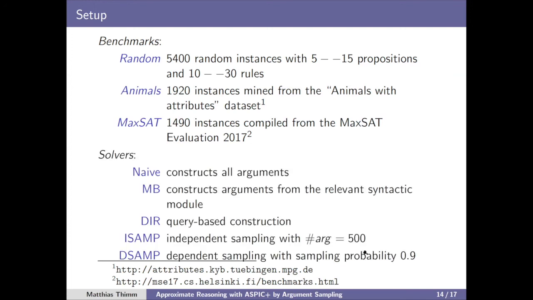So, on these three benchmark sets, we tested our solvers. Our solvers are the two below. ISAM is the independent sampler, the first one I showed you. Directional sampler is the second algorithm I showed you, along with some baseline approaches. So naive is basically the semantical definition. We construct all arguments, and we also looked at two more realistic baseline methods. The MB stands for module-based, where we only looked at the syntactic module of our knowledge base which is important for the query. And directional, which basically is the same as our second approach, but we construct all necessary arguments. So, okay, enough for that.